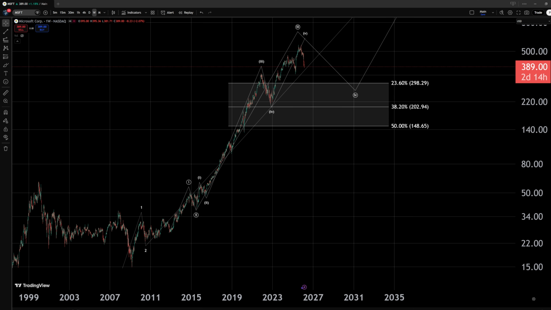In this video we are looking at Microsoft. It is time for another update and we've had some very interesting developments since the previous video on this chart. But before we go into those, I wanted to provide the context we are within on this structure.